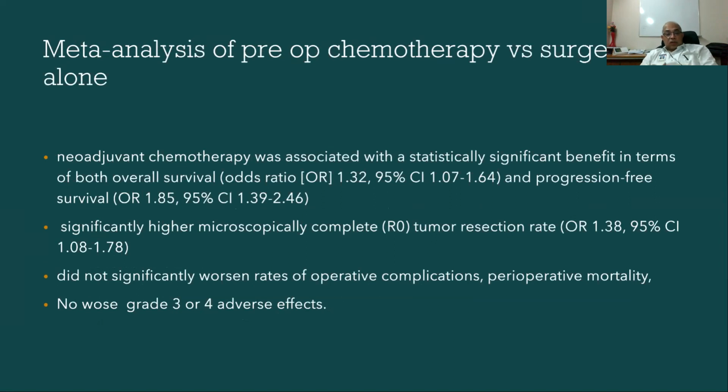A meta-analysis of pre-op chemotherapy versus surgery alone showed that there was a significant benefit in terms of both overall survival odds of 1.32 and a progression-free survival of 1.85 in favor of the neoadjuvant chemotherapy group. There were also significantly more complete tumor resections following pre-operative chemotherapy. And this pre-operative chemotherapy did not worsen any of the operative complications, and there was no increase in perioperative mortality just because we gave this chemotherapy. And when compared to patients who just had surgery alone, there were no terrible grade 3 or 4 adverse events in this group, at least as far as this meta-analysis goes.